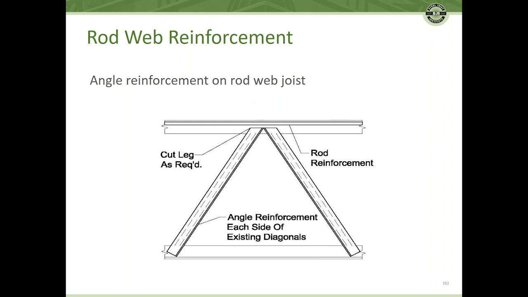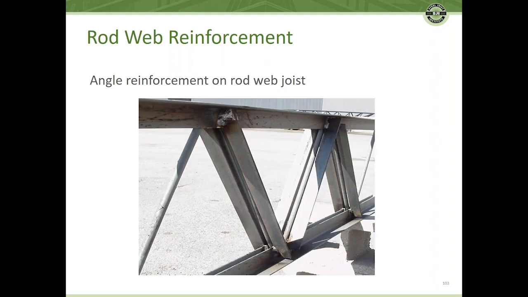Quite often, at least on the details that we do, these types of things need to be measured in the field and cut appropriately. Here's an example of that. You can see that simply putting an angle on the outside of the chords adequately reinforces those webs. And you can see that that's a fairly easy way to do that.